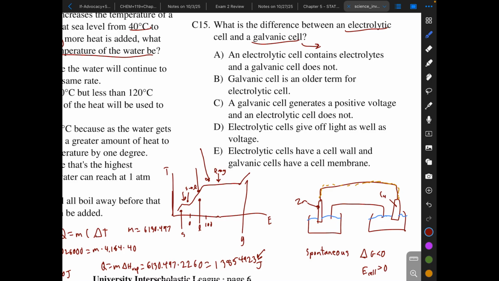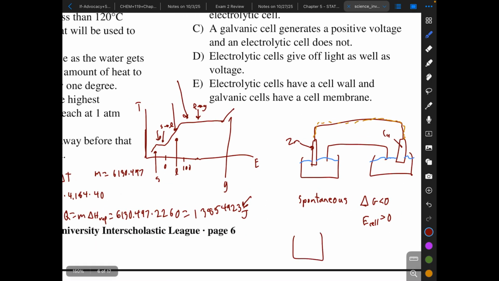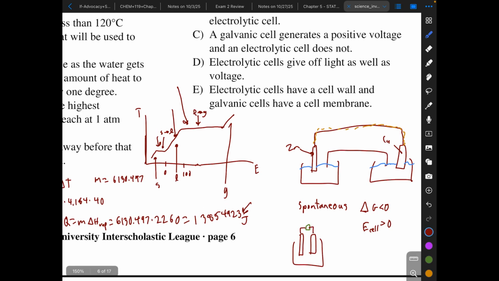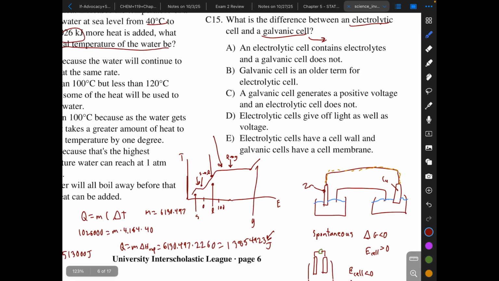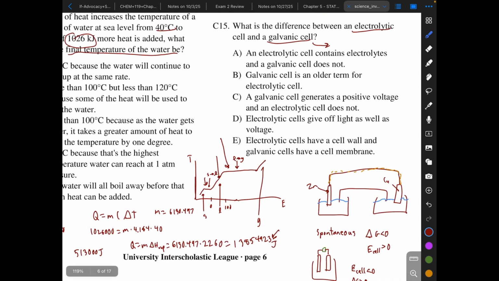An electrolytic cell, on the other hand, is a cell that requires a battery to force electrons in the other direction. So I'll just draw a battery right here. And in an electrolytic cell, you're going to have a negative cell potential because the reaction is not spontaneous. Gibbs free energy is greater than 0. So galvanic cells generate positive voltage because they're spontaneous. Electrolytic cells generate a negative or 0 voltage because they are not spontaneous.